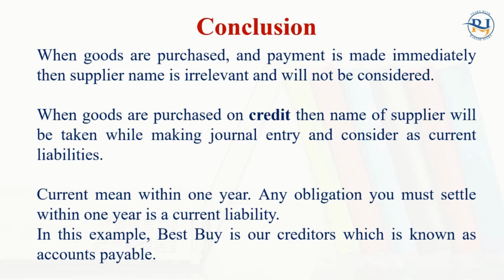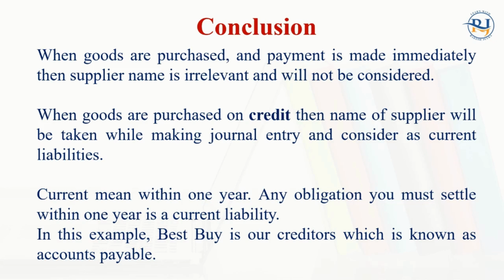From this lecture, we have learned that when goods are purchased and payment is made immediately, then the supplier name is irrelevant and will not be considered. But on the other side, when goods are purchased on credit, then the name of the supplier will be taken while making the journal entry and considered as a current liability.